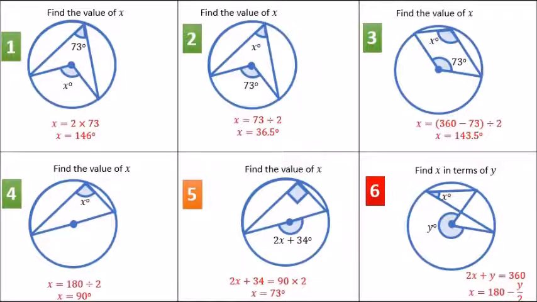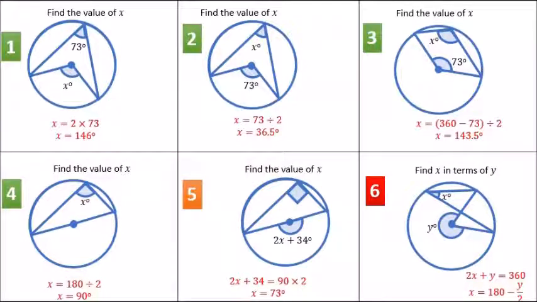Alright, so for question 1, you can see that x is double 73 because that's at the centre outside of our quadrilateral, and 73 is at the circumference coming from the same points. So x is 146. Similarly, for question 2, we have the same setup except the 73 and the x have swapped places. So x is half of 73, so 36.5 degrees.